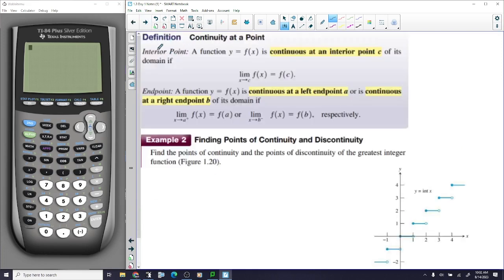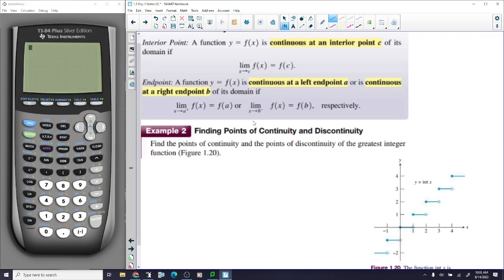Definition: continuity at a point, interior point. A function y equals f of x is continuous at an interior point c of its domain if the limit is equal to the function value. At an endpoint, a function is continuous at a left endpoint a or is continuous at a right endpoint b of its domain if the limit as x approaches a from the right is equal to the function value, or the limit as x approaches b from the left of f of x equals the function value, respectively.